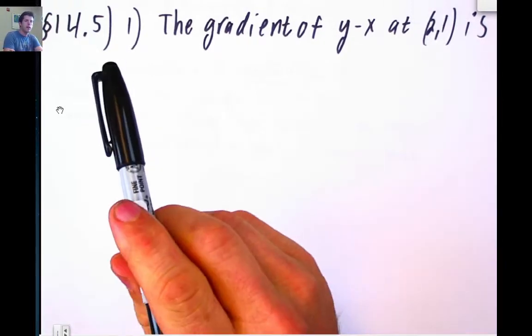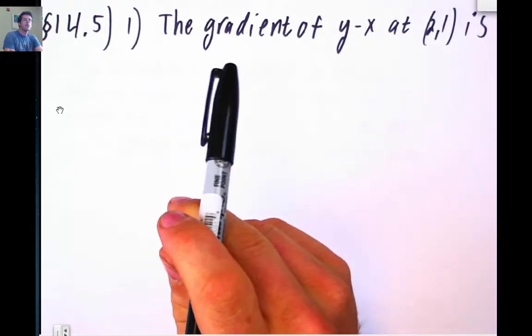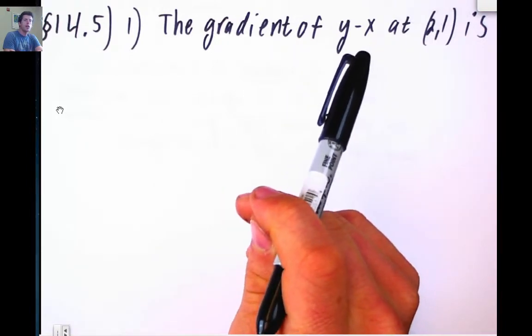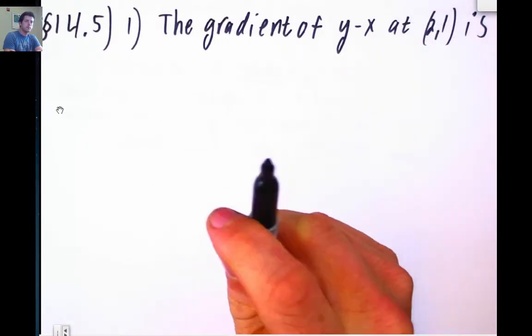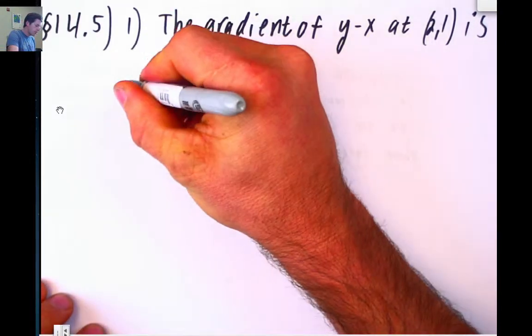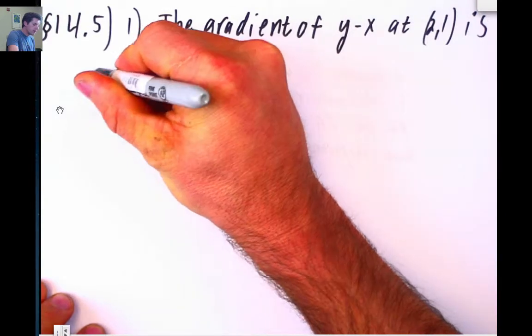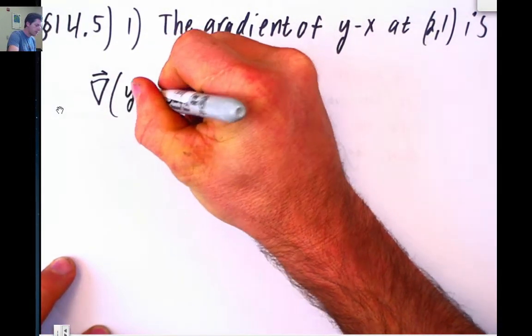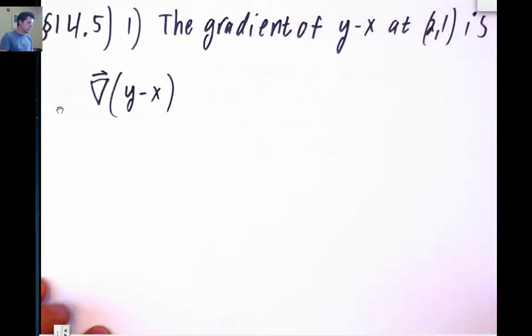Okay, I'm meant to find, in 14.5, number 1, the gradient of the function of two variables y minus x at the point (2, 1). So, let's see. I am meant to find the gradient of y minus x. Okay, so what I've written so far is kind of redundant.